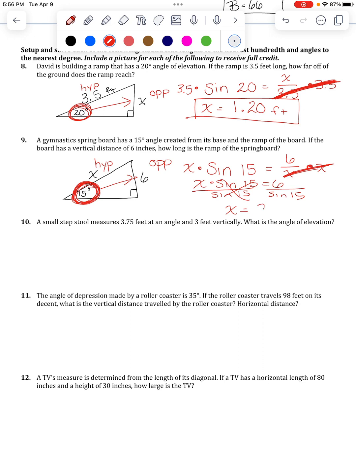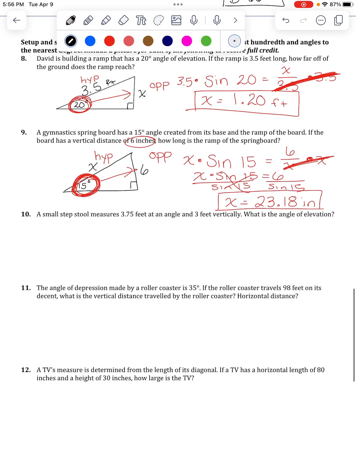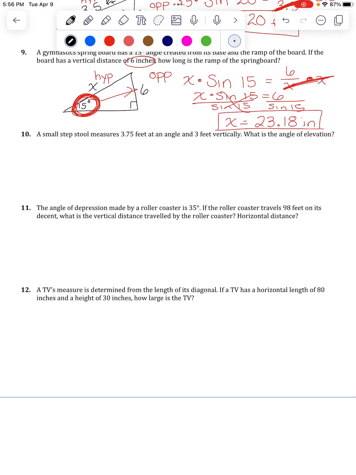Six divided by sine of 15 is 23.18. This is a side length, hence I'm rounding to the hundredths. And that should be in inches, because it's a word problem, you should have units. We don't actually need the x equals at the very end because there was no x in the original problem. We chose x arbitrarily.